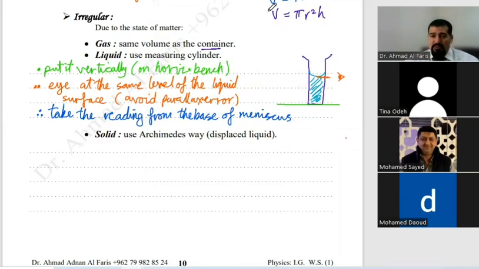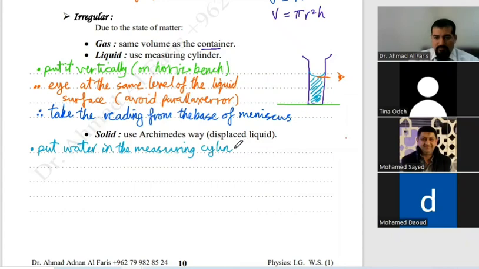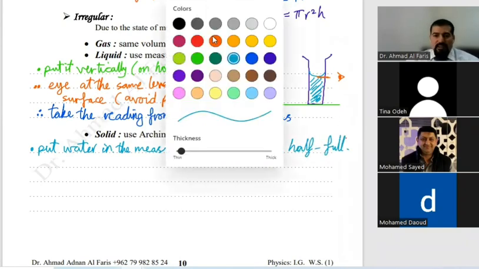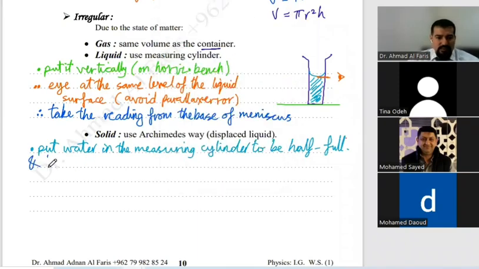So we have several ways to find out the volume of what? Of the solid object. One of the methods that Tina told us about, and the other method that I just mentioned for you. So what we are going to say: pour water in the measuring cylinder to be half full, and take its volume.